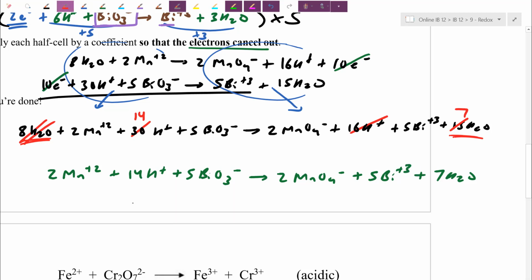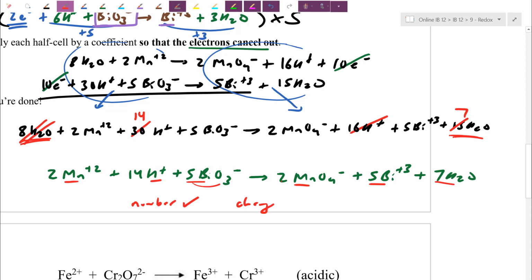You can check that it's balanced in terms of number. Make sure all the atoms are accounted for. 2 manganese, 14 H's, 7 times 2 is 14. 5 bismuth, 5 bismuth, 5 times 3 is 15 oxygens, 2 times 4 is 8, plus these 7 over here is 15. Number is good.